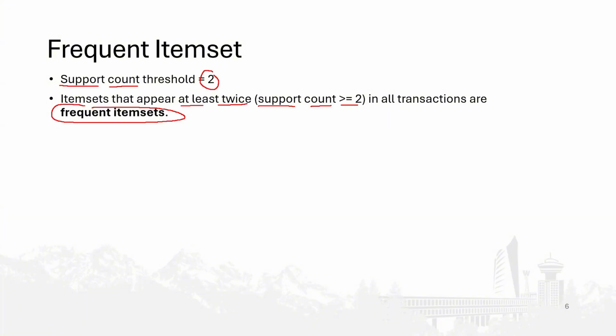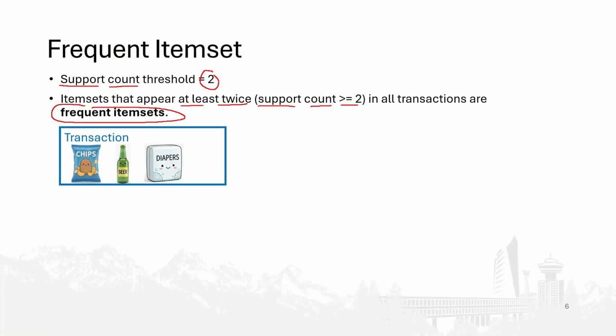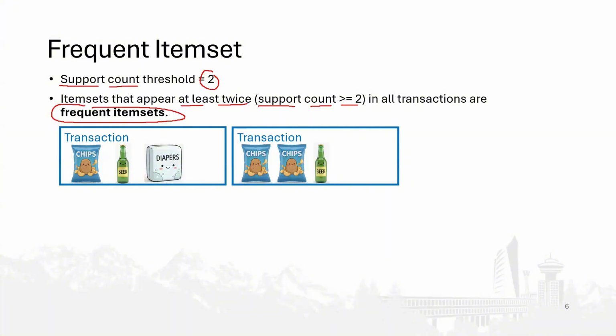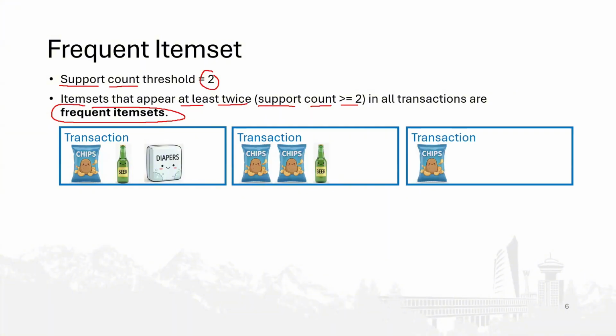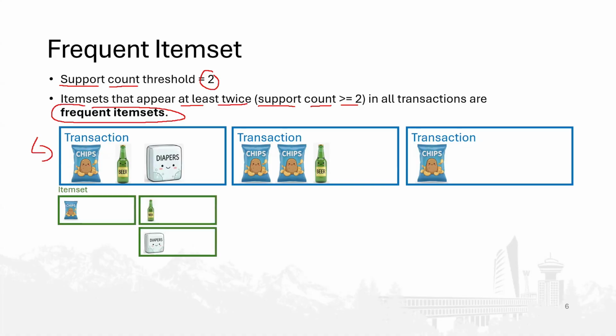Let's say we have one transaction where this customer buys 1 chips, beer, and diapers. Another transaction, the customer buys 2 bags of chips and 1 beer, and another transaction where this customer buys 1 chips. Now the next step is that we want to figure out the item sets from each transaction. For the first transaction, we can figure out 3 one-item sets: chips, beer, and diapers. That's the one-item sets that we can get from the first transaction.